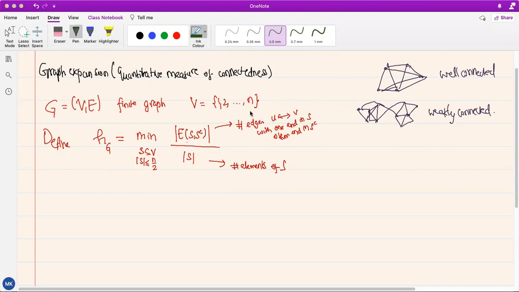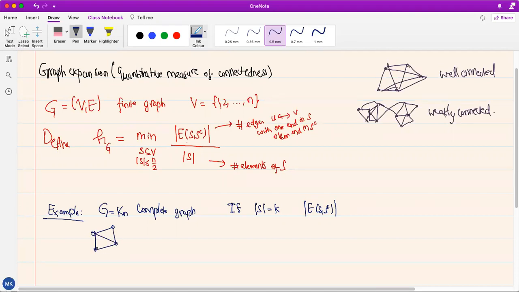So let's do it for a couple of examples, so that it may be clear. First, let us take G to be the complete graph. In this case, if the cardinality of S is K, how many edges go from S to S complement? Remember, the complete graph means every pair of vertices is connected by an edge. This is K4. So if the cardinality of S is K, some number, then K into N minus K? Exactly. It is K into N minus K, because every vertex here is connected to every vertex here. There are K vertices here, N minus K here, and every pair is connected by an edge. So it's exactly this.